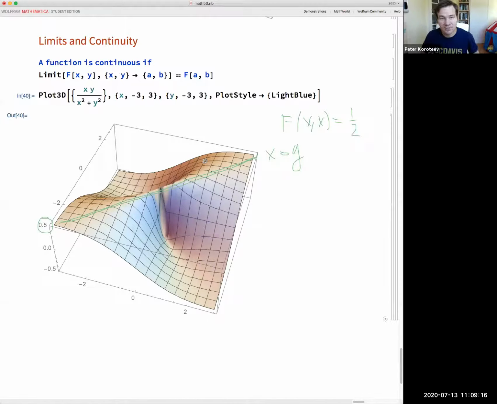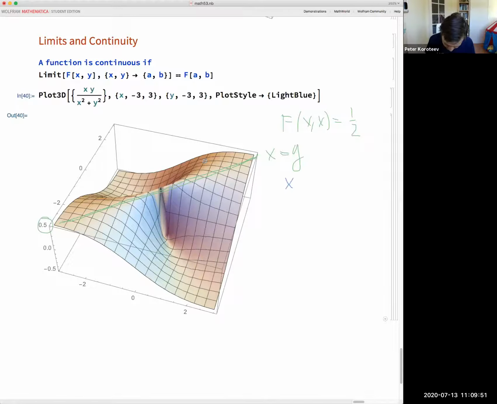But if x is not equal to y, then as you move away from this locus where x is equal to y, as you approach 0, the denominator decreases faster, right? So, for example, how about x equals to... Now let's see what happens when x equals minus y.